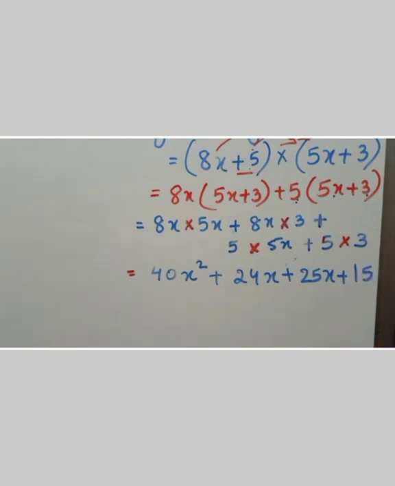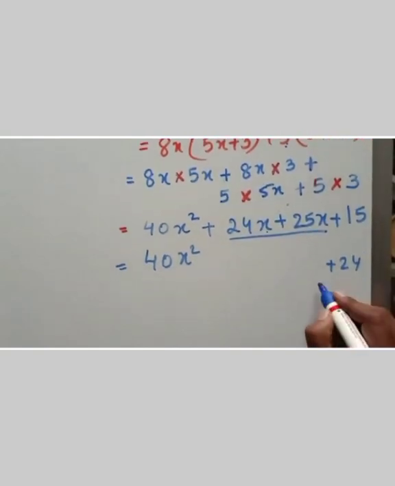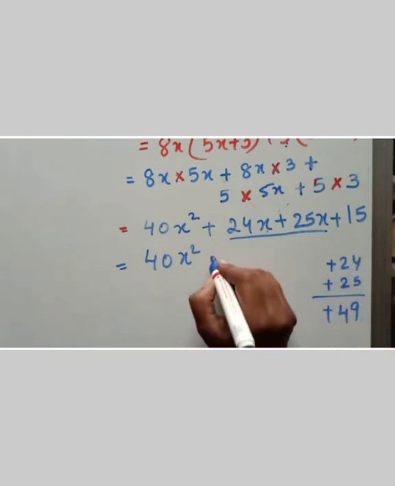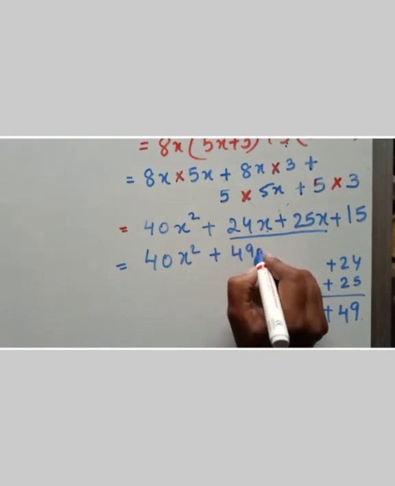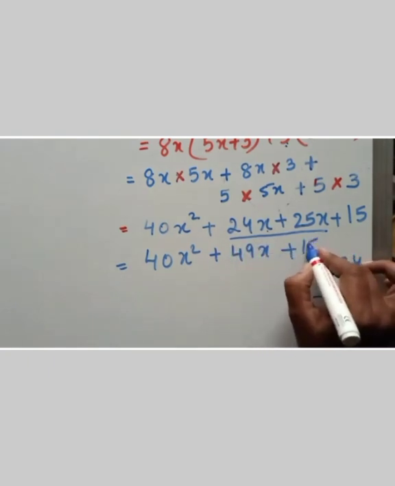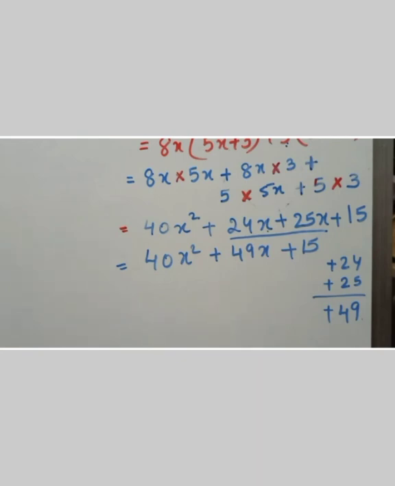Now, if any like terms are there, what can you do? You can add them up. If you see here, 24x plus 25x, they are like terms, x terms. So what will be the final answer? 40x square, add it up, plus 24 plus 25. I will show you a rough work. What do you get here? 4 plus 5, 9, 2 plus 2, 4. So 49. Same sign, add, so add and put the common sign. So you get plus 49x plus 15 is the final answer. Is this clear to you? Copy this down in your notebook.